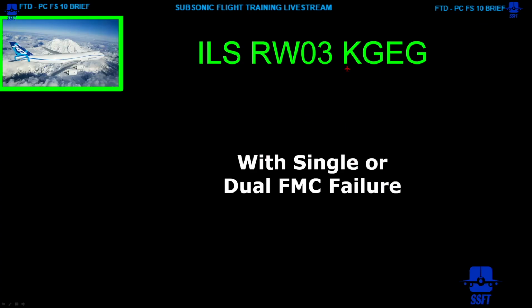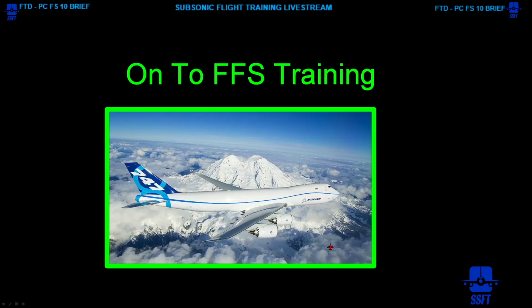Okay, so on the way into Spokane, first we'll have the single. We'll talk about that. We'll do it. We'll go through the checklist. Once that's complete, then we'll have the dual. And then that will result in an ILS approach to an auto land into Spokane. And then we'll taxi clear the runway, do our shutdown and securing.